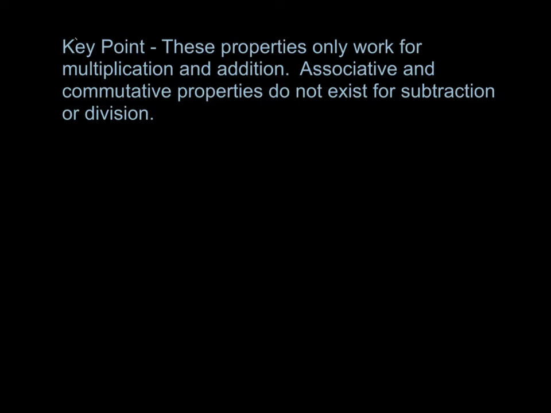Okay, so a key point here is that these properties only work for multiplication and addition. Associative and commutative properties do not exist for subtraction or division. And we can prove that simply by trying it. If we were to take 7 minus 3, we know that that's not equal to 3 minus 7. 7 minus 3 would be 4. 3 minus 7 would be negative 4. Those are not equal to one another.